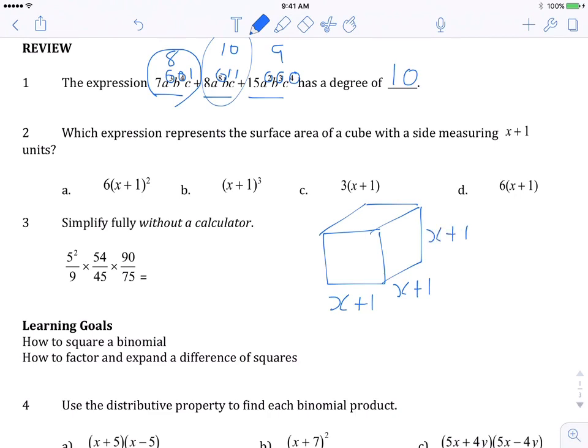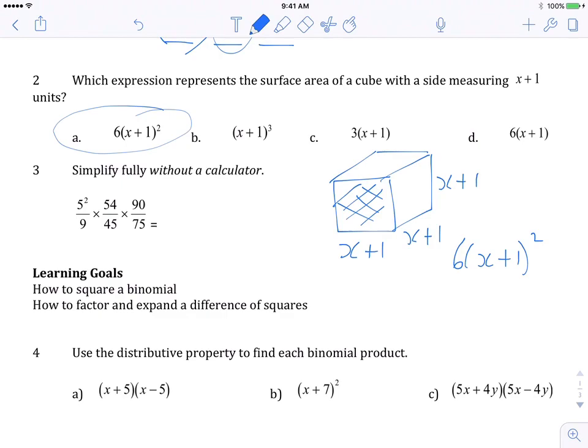In that case, if we're trying to find the surface area, then we would want to find the surface area of one face, for example. There are 6 faces of a cube, and each will have the exact same surface area. In this case, the surface area of one face will be x plus 1 times x plus 1, which would be x plus 1 squared. But there are 6 of those faces, so we're looking for something that has 6 times that, and of course, that's answer A.